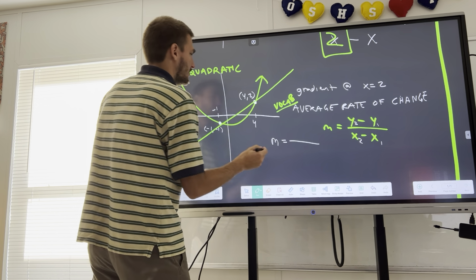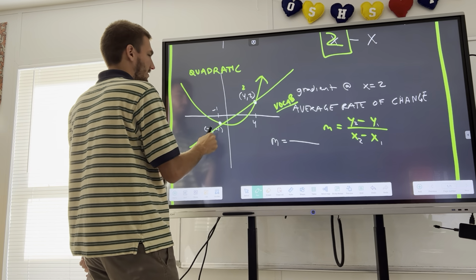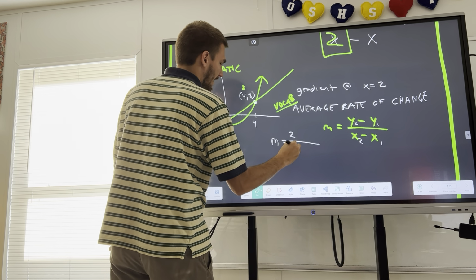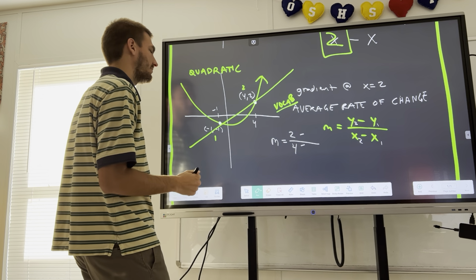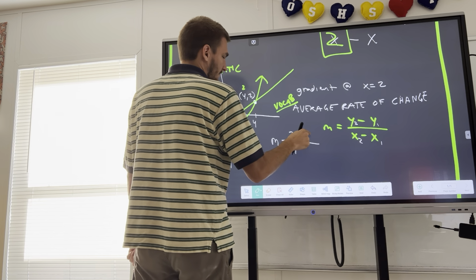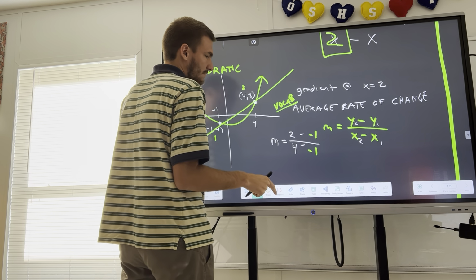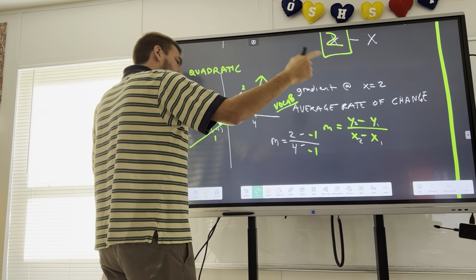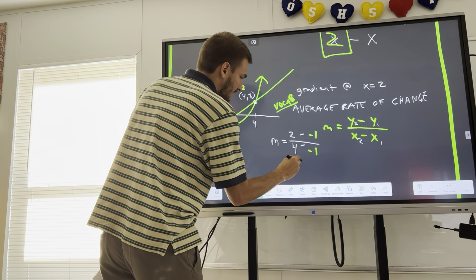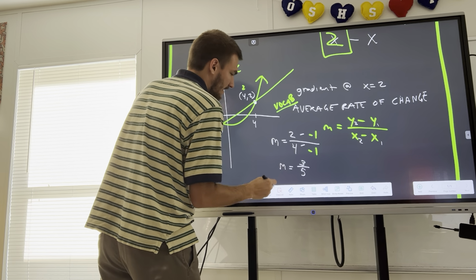The m would be equal to, let's call this one point 2 and this one point 1. So we'll use this one first. The y is on top and the x is on bottom. The formula has subtractions, and then we'll call this point 1, and it's negative 1, negative 1. So that's pretty easy. That's going to be 2 plus 1, which is 3, and 4 plus 1, which is 5. So our average rate of change is 3 over 5.